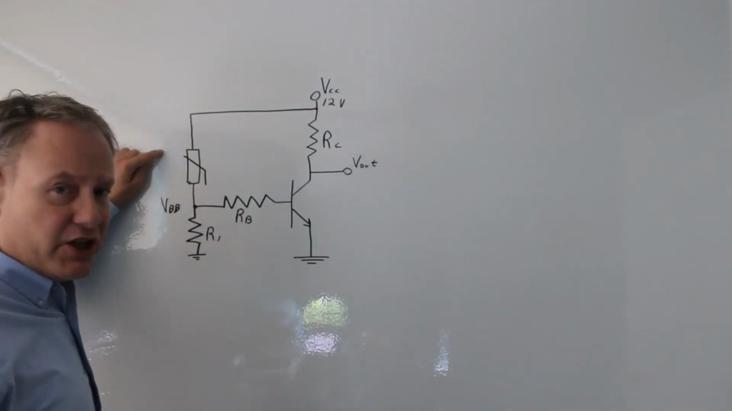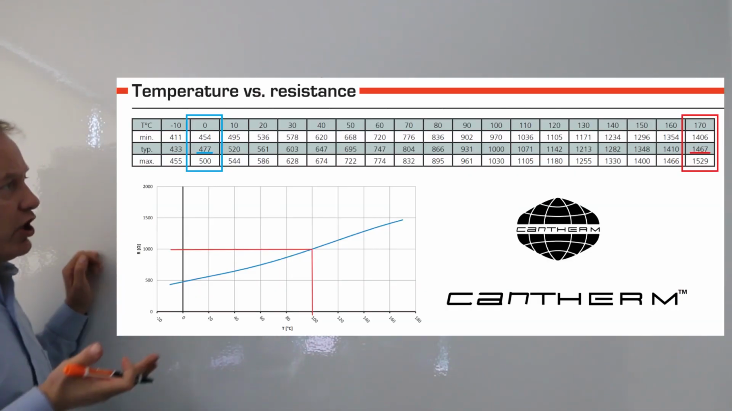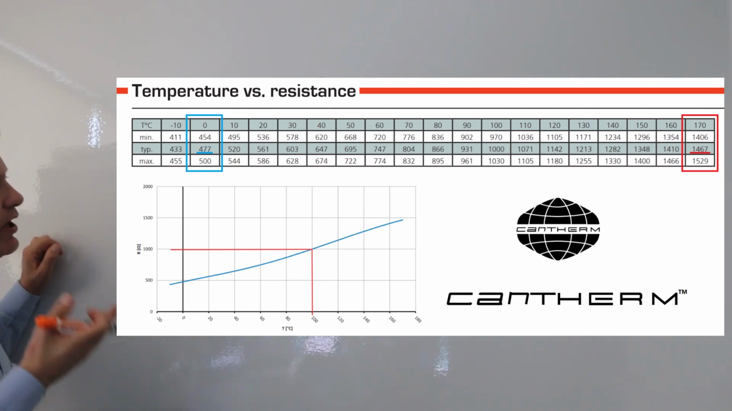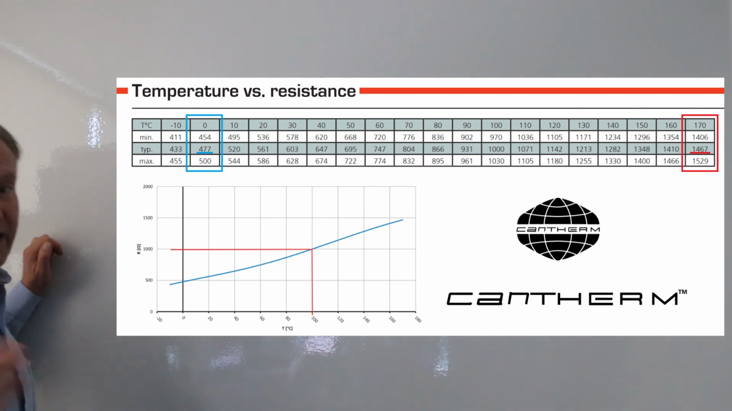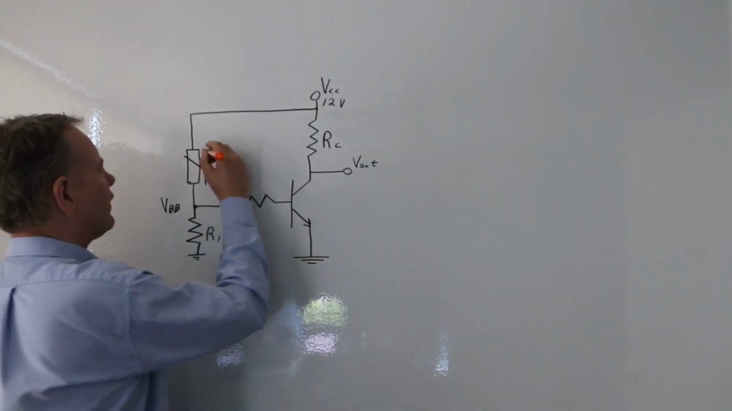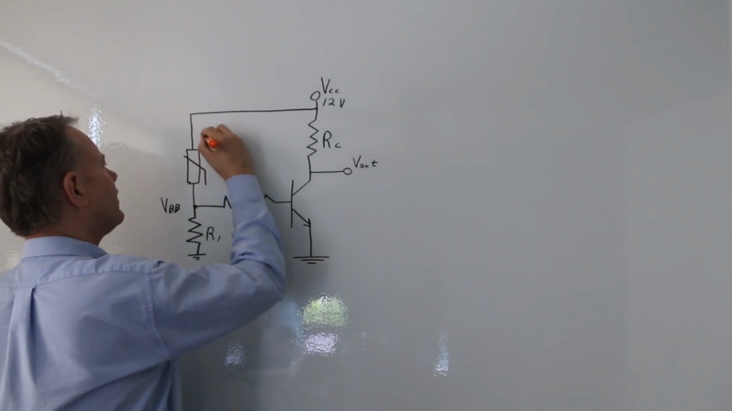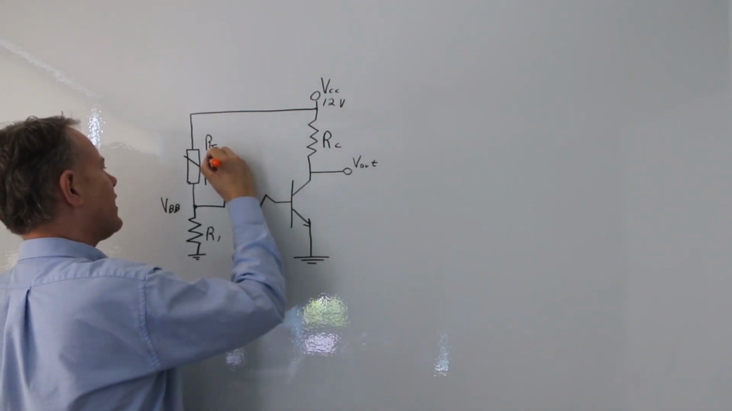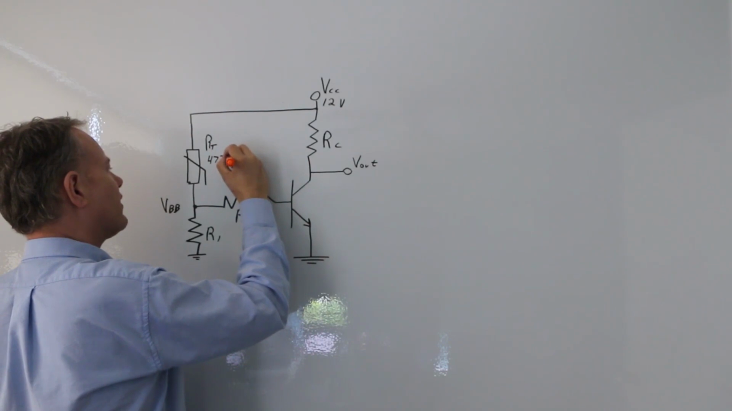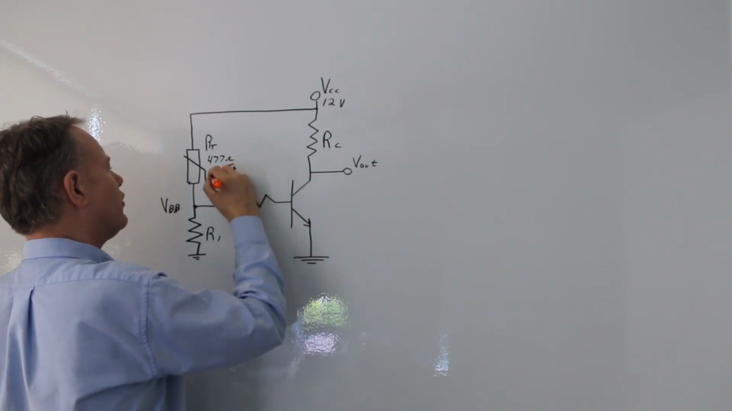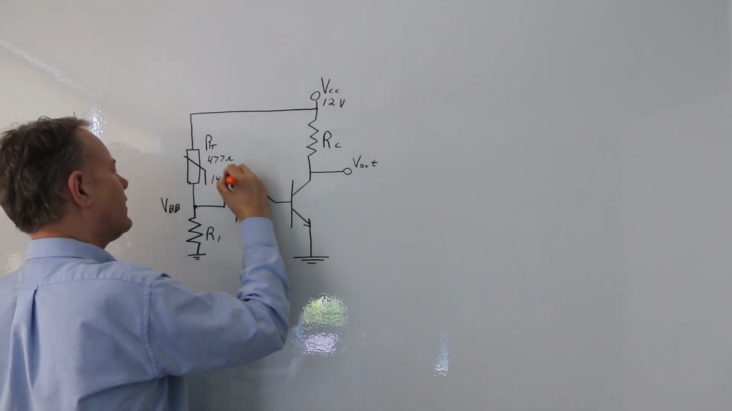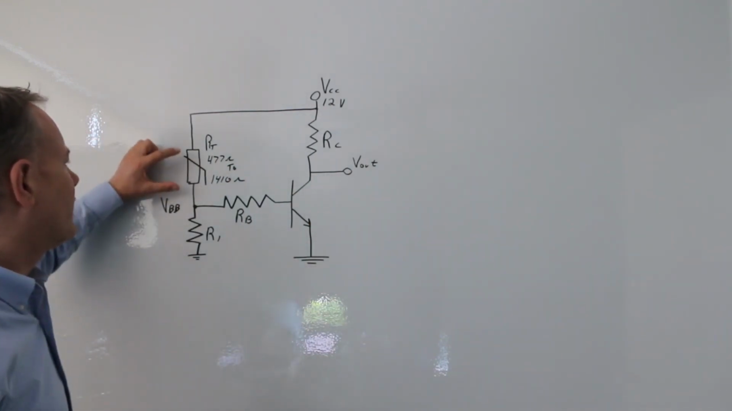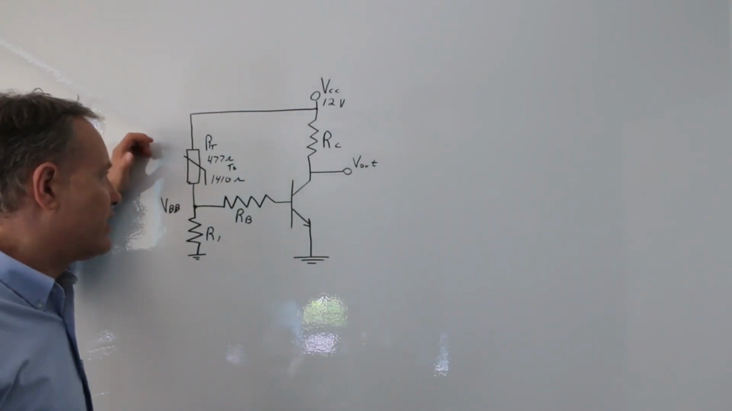Now, our data sheet, that chart, shows us that the lowest value, we're going to go with 0, so 477, and the highest value is 1410. All right, so I'm just going to go like this. I'm going to label this RT for my thermistor, and then I'm going to say 477 ohms to 1410 ohms. We're going to work with these a lot because they're going to change everything.